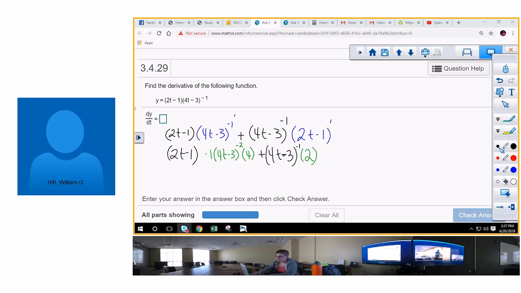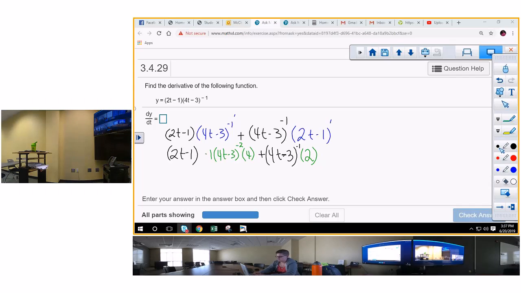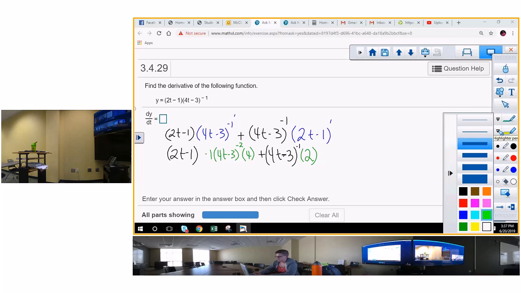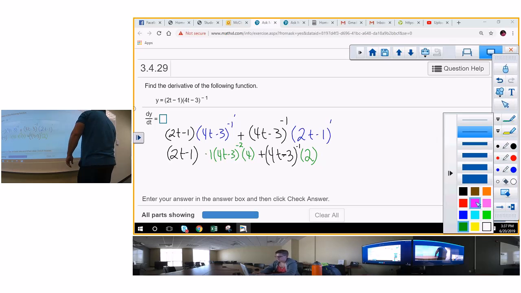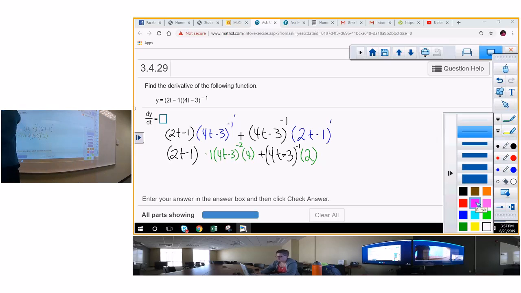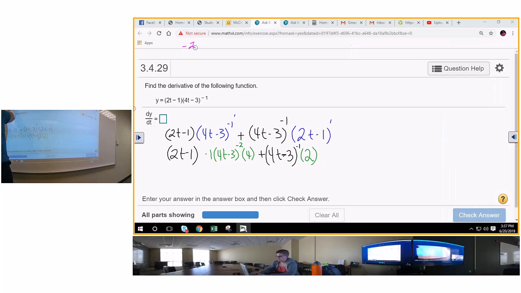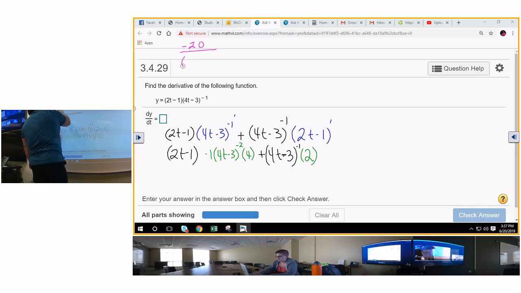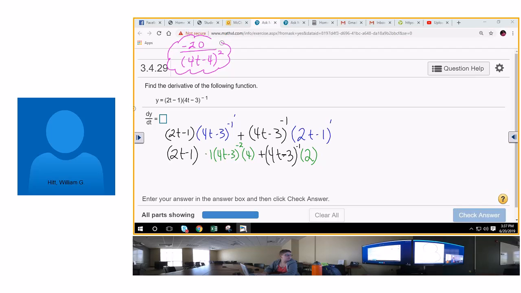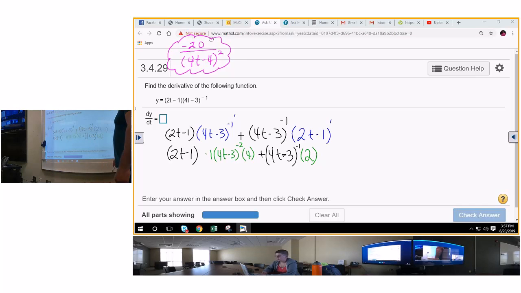Not very far. Okay, let me put the answer to the previous question in magenta at the top. It's negative 20 over parentheses 4t minus 4 to the second power. Okay. Now, I'm going to tell you, just like I told Miss Sterling, because she got cut off too.